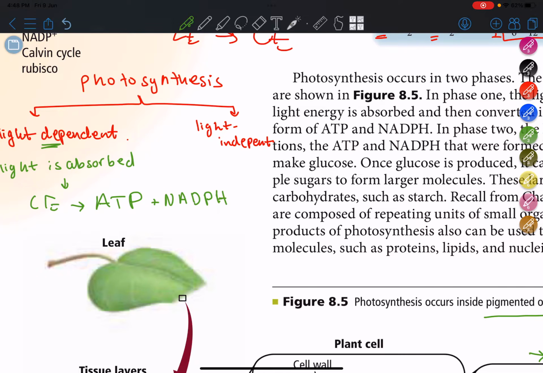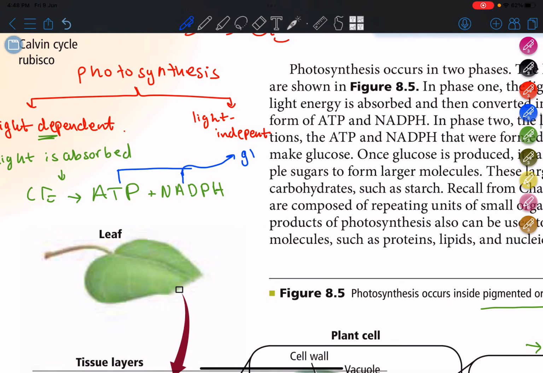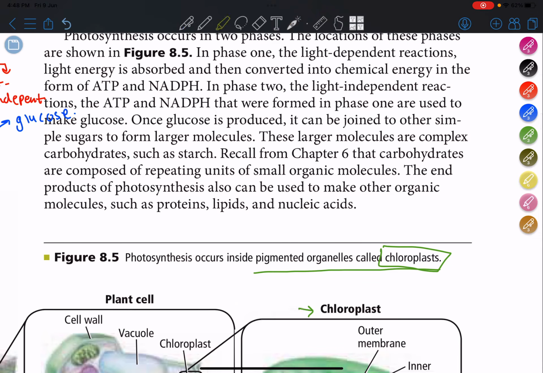When I say something is independent, that means it doesn't need this thing. So in the second phase, we do not need light. What happens in phase 2? The ATP and NADPH that were formed in phase 1 are used in the light independent reaction to create glucose. Right, to create glucose.